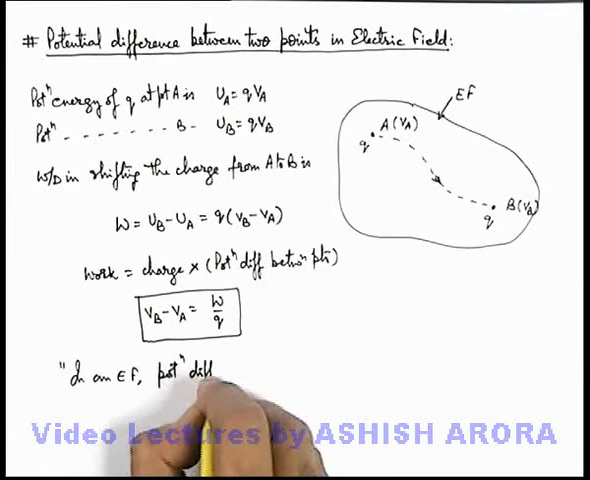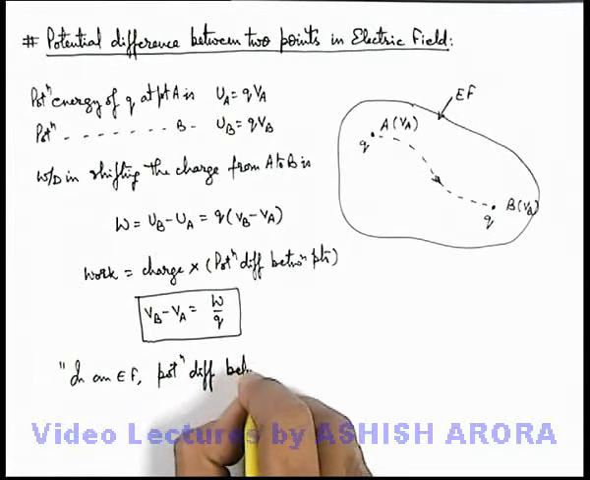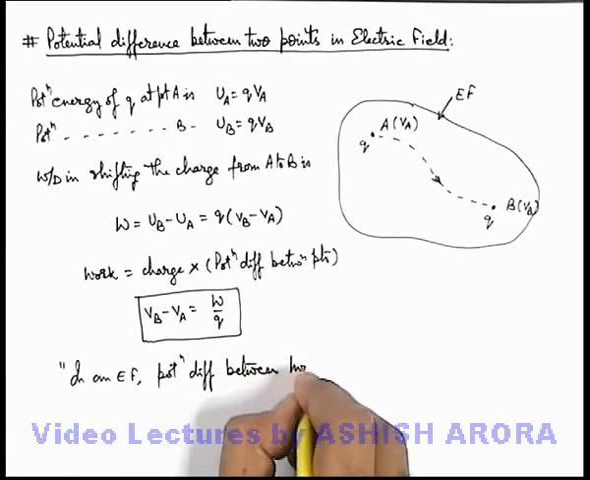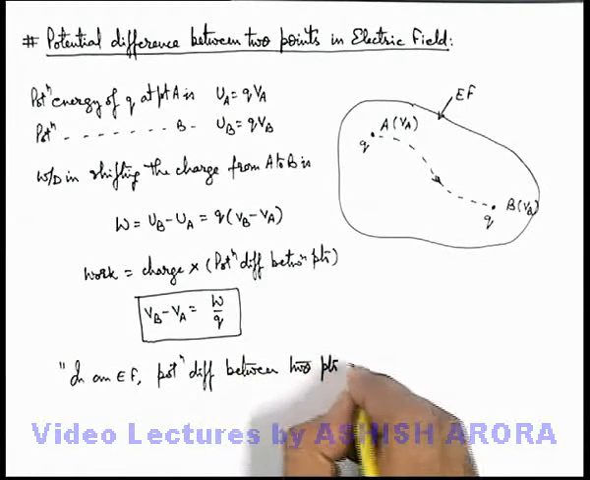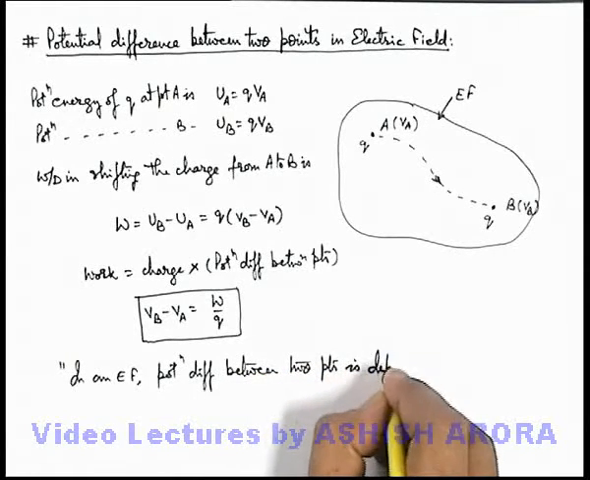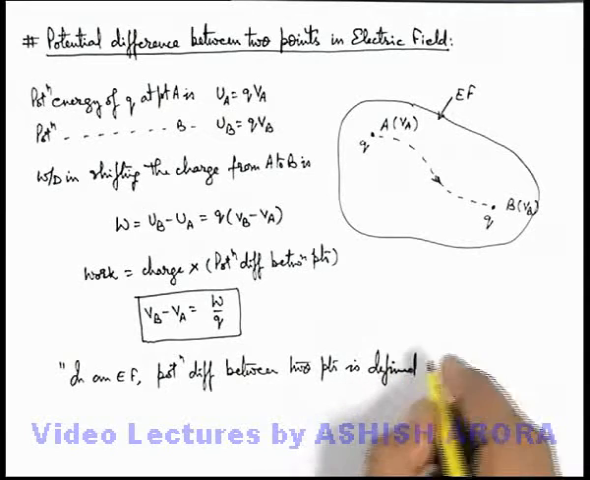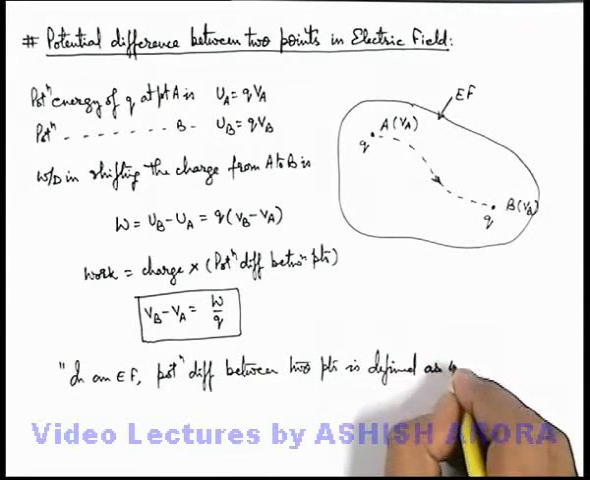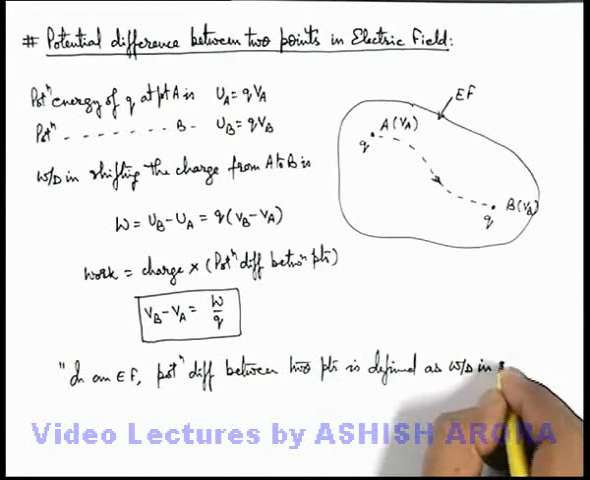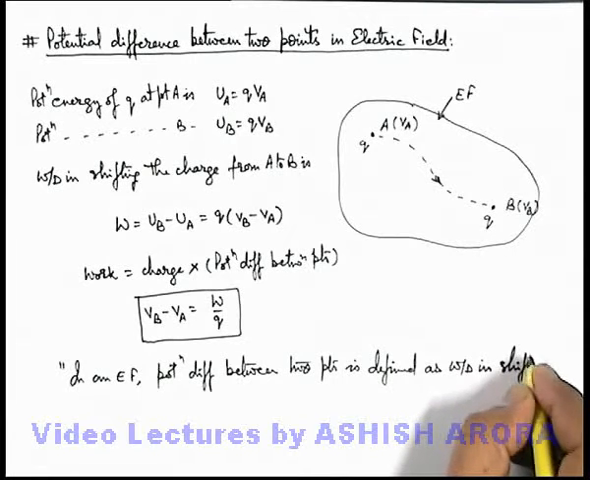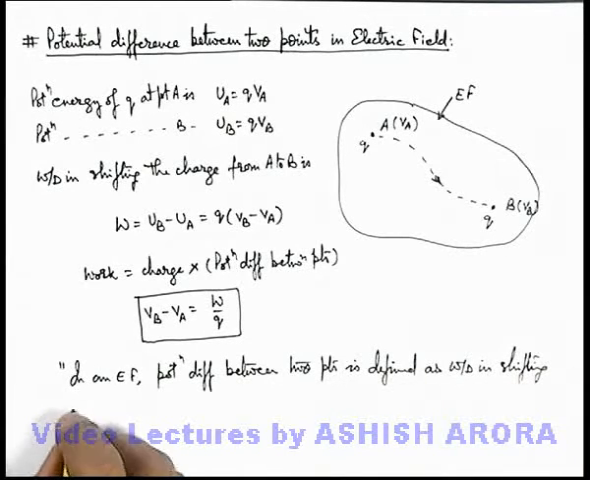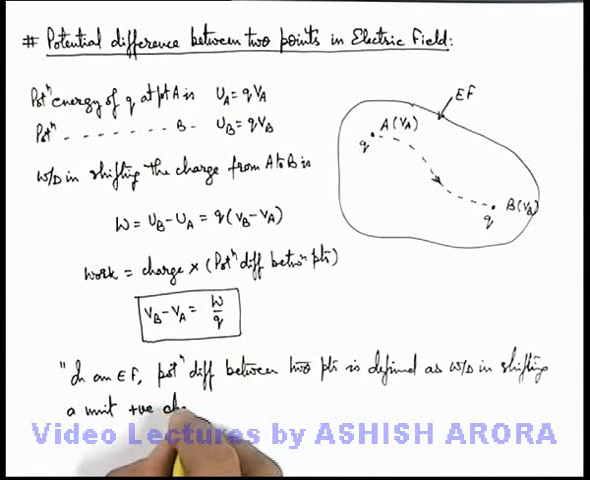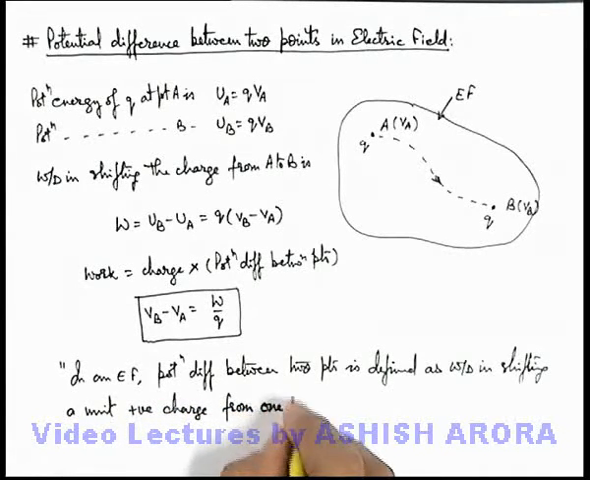In an electric field, potential difference between 2 points is defined as the work done in shifting a unit positive charge from one point to another.